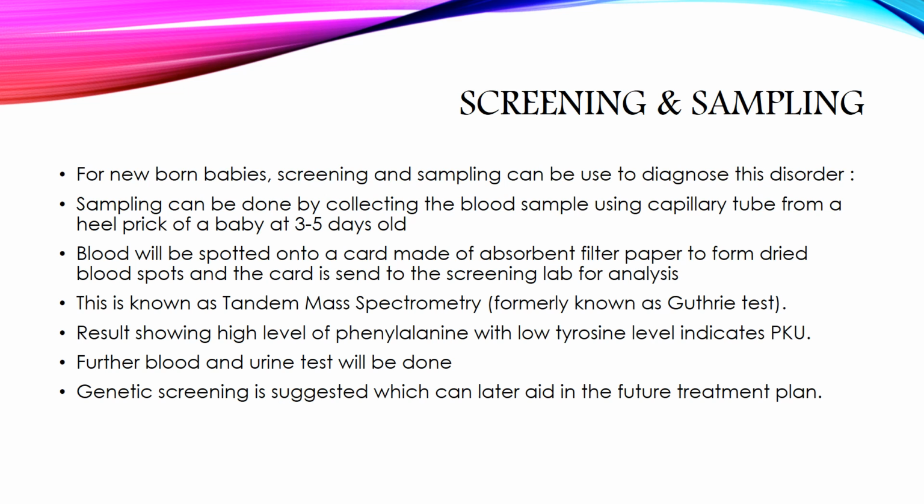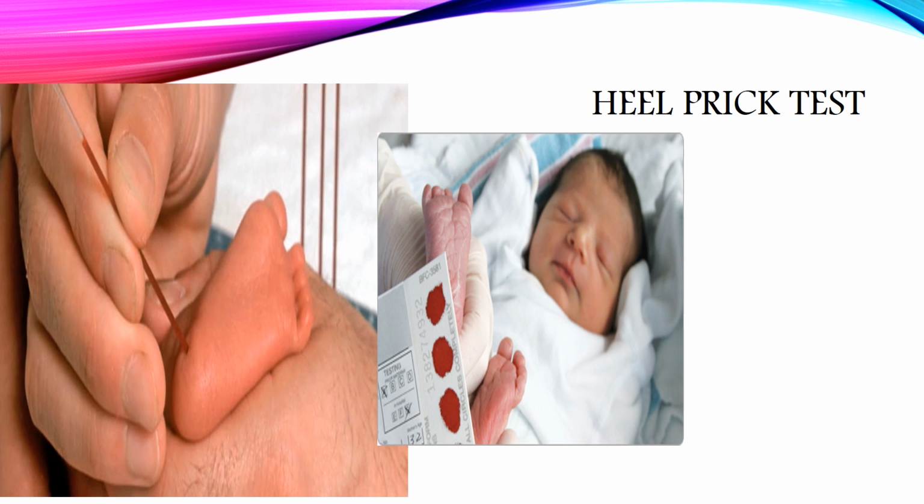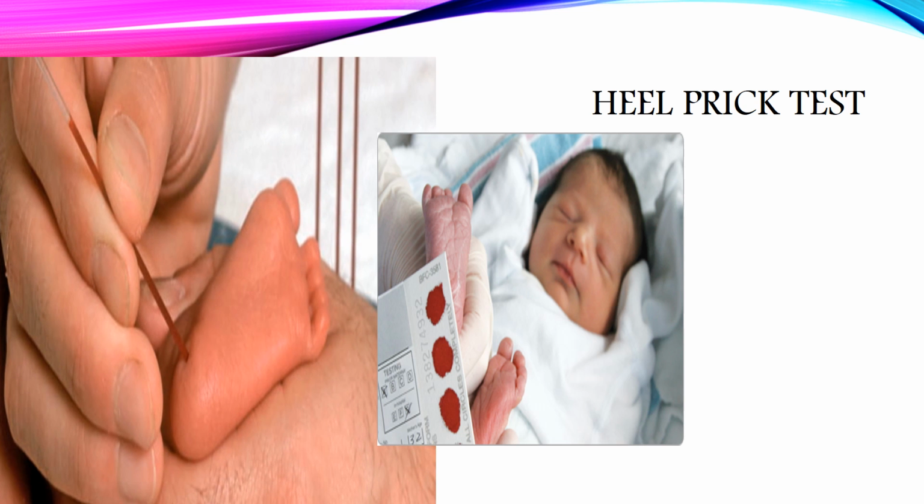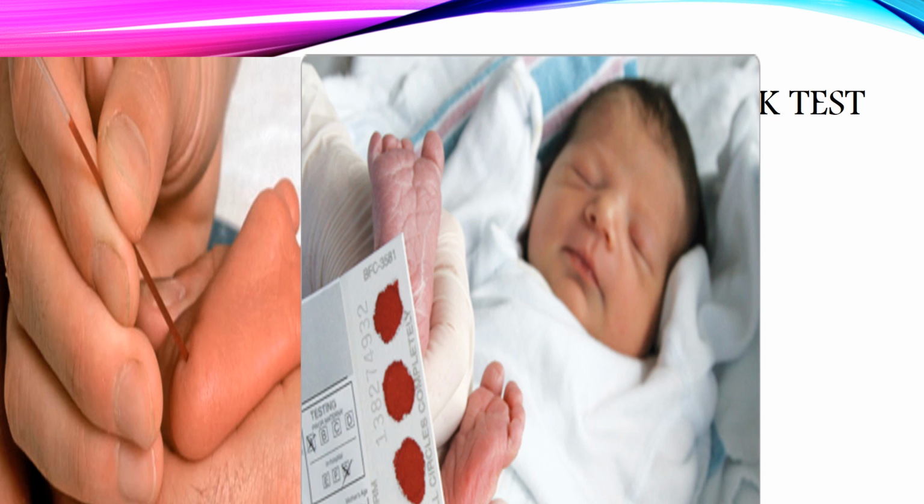Once the test for phenylketonuria is positive, further blood and urine tests will be done, and genetic screening is also suggested to the parents by the doctors, which can also aid in the future treatment plan for the baby with phenylketonuria. Heel prick test. This figure shows how the capillary tube is used to obtain a blood sample from the baby's feet. This figure shows the blood being spotted onto the absorbent filter paper after being pricked.